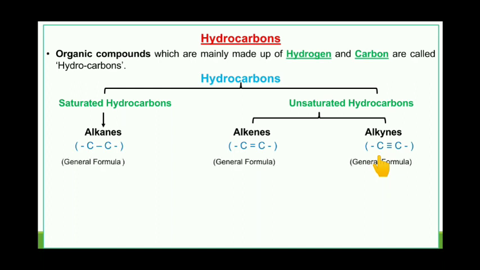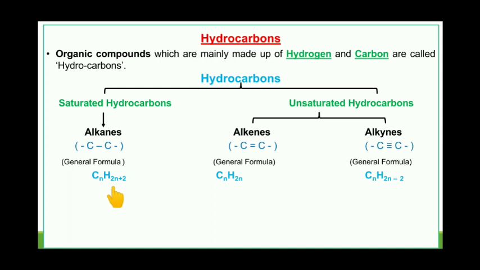Now let us see the general formulas for representing each of them. The alkanes have the general formula CnH2n+2, where n represents the number of carbon atoms. The alkenes have the general formula CnH2n, and the alkynes have the general formula CnH2n-2. Now how will you remember these three formulae?